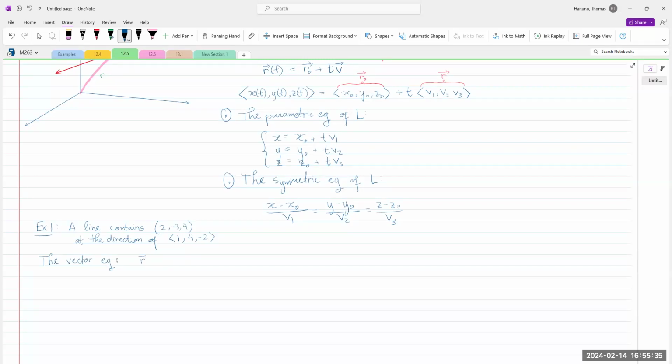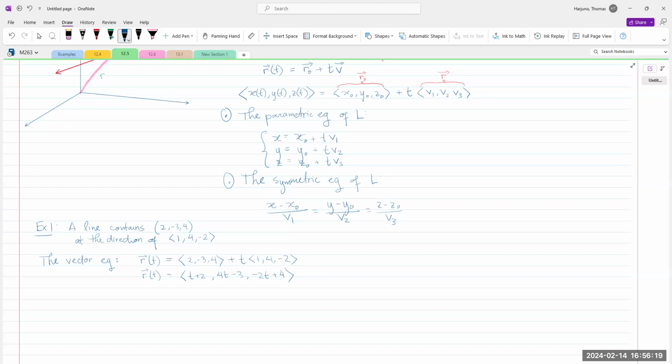is r(t). Notice I use that vector notation for r equals the position vector <2, -3, 4>. Notice I don't use parentheses, but I use angle brackets here for the position vector, plus t times <1, 4, -2>, which we can put together as <t + 2, 4t - 3, -2t + 4>.